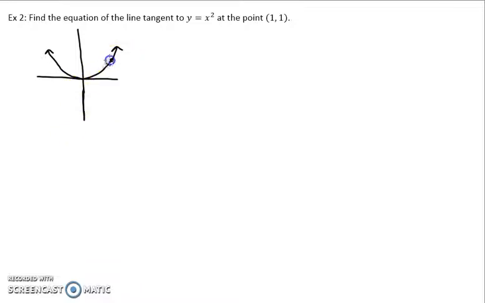So we're going to have the point (1, 1), and we're going to draw the tangent line to that point. So our tangent line is going to look something like that. And the question wants us to come up with the equation of that tangent line. So ultimately our answer is going to look like y = mx + b.